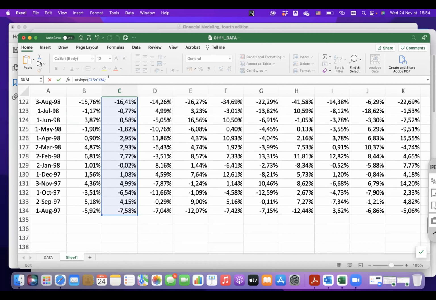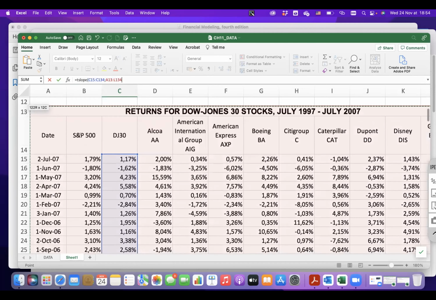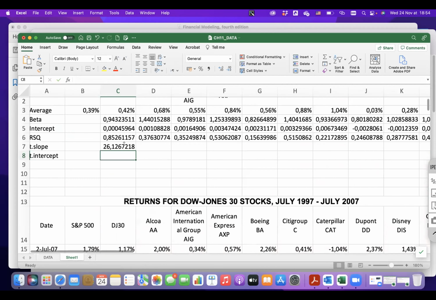Then the S&P 500. And we should fix it as well. And close the parentheses. 26.126, which is very high T student. Remember, if the T student is higher than 1.96, it is significant enough. We can rely on the results or the estimates we have done.